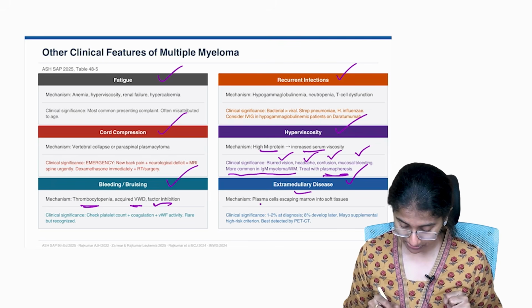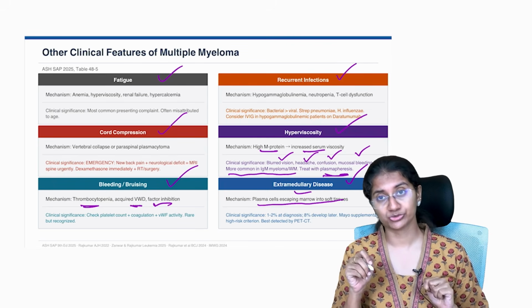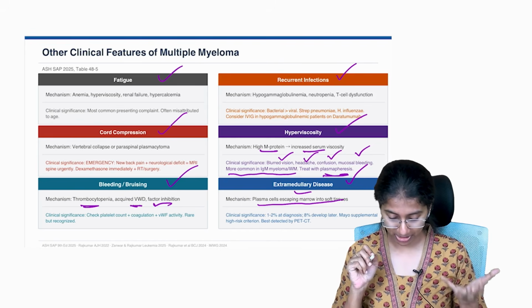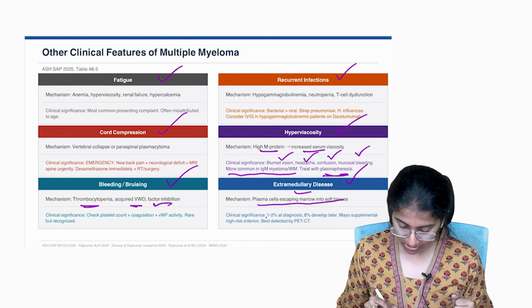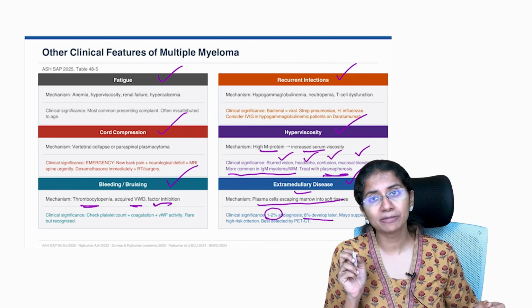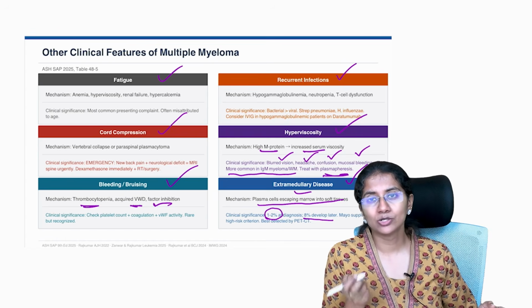Extramedullary disease, plasma cells escape the marrow into the soft tissues. So in those areas, there could be plasma cell extramedullary disease. So clinical significance: 1 to 2% at diagnosis, 8% develop later. Mayo supplemental high risk criteria, and it is best detected by PET-CT. So it could be extramedullary.